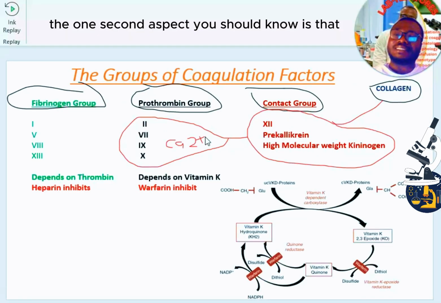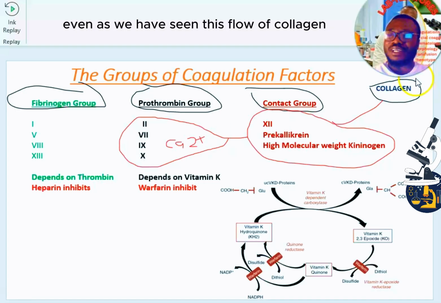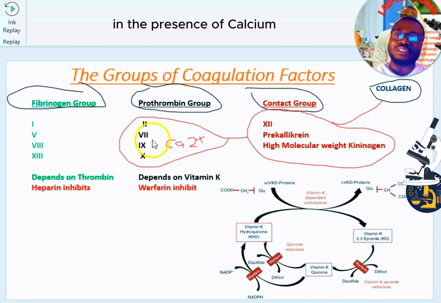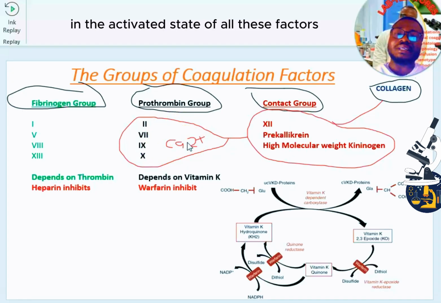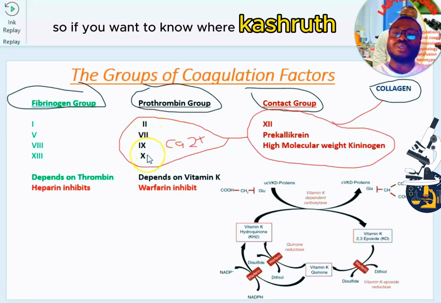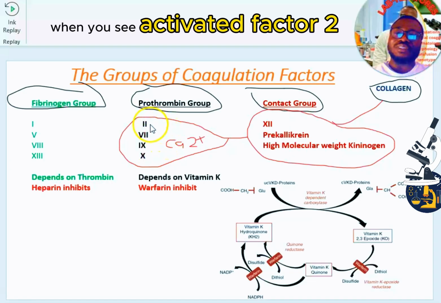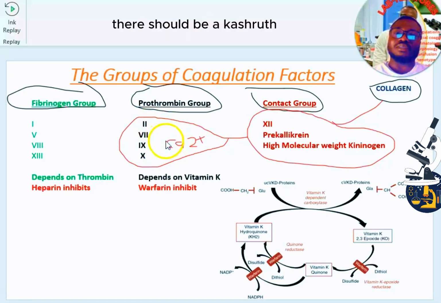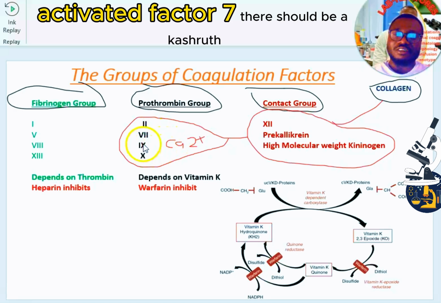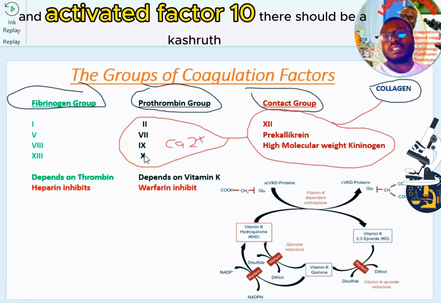The second aspect you should know is that even as we have seen this flow of collagen to contact factors to the prothrombin group in the presence of calcium, keep in mind that calcium is required in the activated state of all these factors. So if you want to know where calcium is involved in the coagulation cascade, it's common to note that when you see activated factor 2, there should be calcium. Activated factor 7, there should be calcium. Factor 9, there should be, and then activated factor 10, there should be calcium.